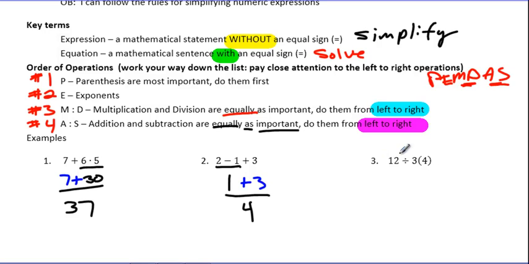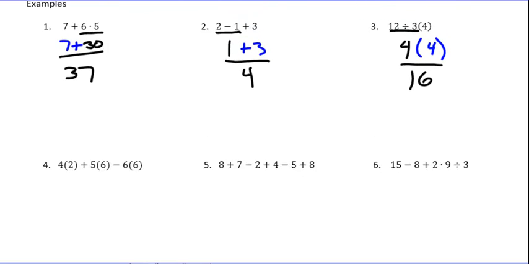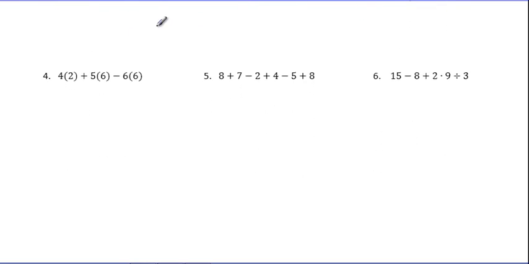Example 3. I see division, and then between the 3 and 4, remember, if there's no sign, that's really multiplication. So multiplication and division are equally as important, so I'm going to do those from left to right, which means I'm going to start with division in this case. And that's 4. Then again, I'm going to drop down the remaining piece, and then I'll go ahead and do that to get 16. Just a couple more examples here. We got a total of 6 examples for today. Let's take a look at number 4.